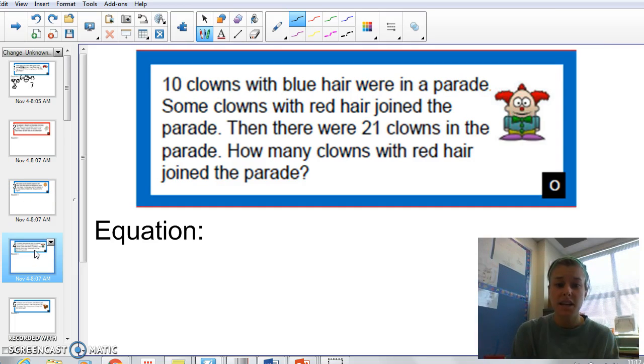The next one. 10 clowns with blue hair were in a parade. Some clowns with red hair joined the parade. Then there were 21 clowns in the parade. How many clowns with red hair joined the parade?